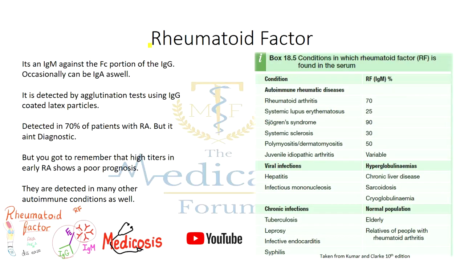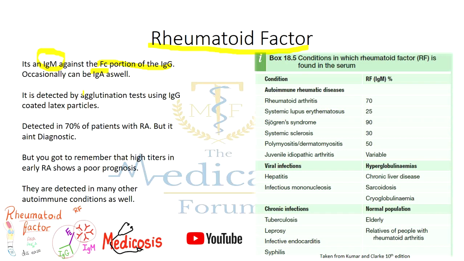First of all, let's talk about rheumatoid factor. What's a rheumatoid factor? It is an antibody. What sort of antibody? It's an IgM antibody against the Fc portion of the IgG. So it's an IgM against our IgG. Occasionally it can be IgA as well.